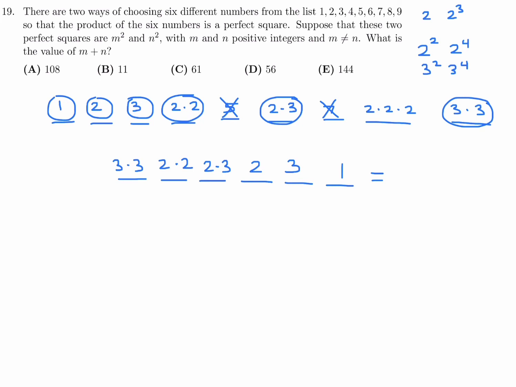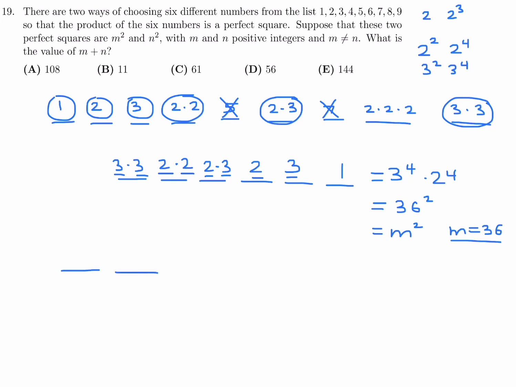This gives me 3 to the power of 4, and it gives me 2 to the power of 4. Okay? When you do the math, that is actually equal to 36 squared. And therefore, that will be my m squared, where m is 36. All right, so I got one such value.